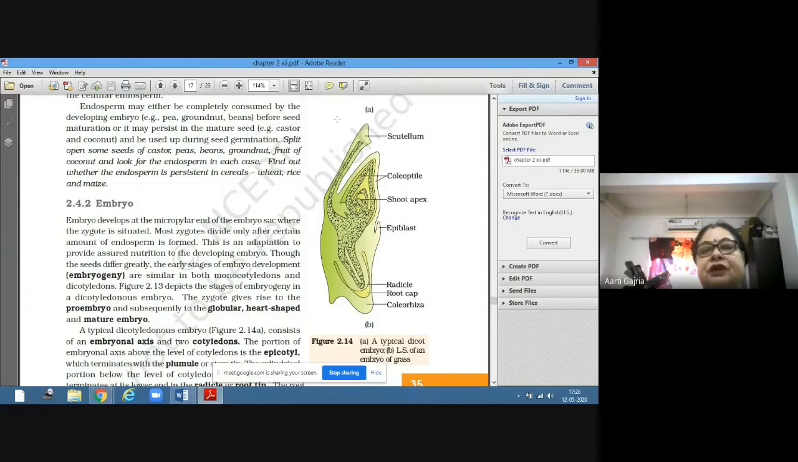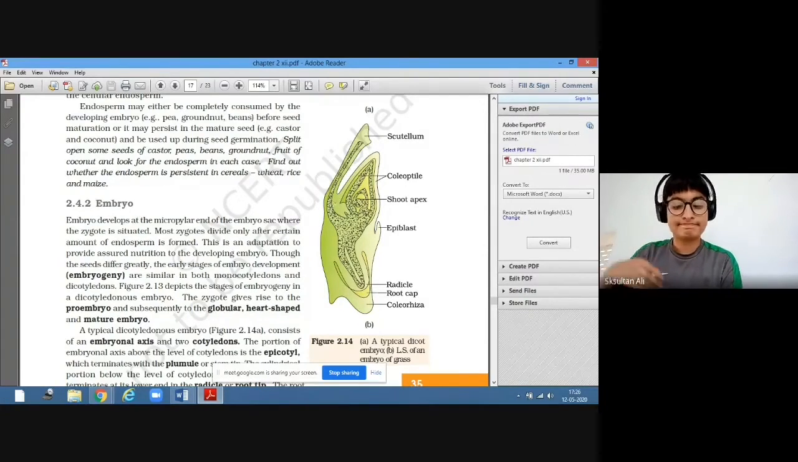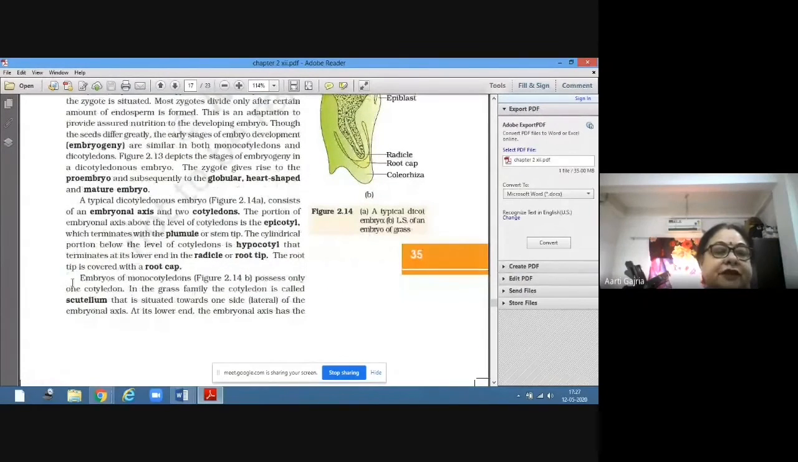Clear? Okay, ma'am. And there is another structure which is called scutellum. Scutellum is the cotyledon. Just see this. Embryos of monocotyledons possess only one cotyledon. In the grass family, the cotyledon is called scutellum. That is situated towards one side, lateral side of the embryonal axis.